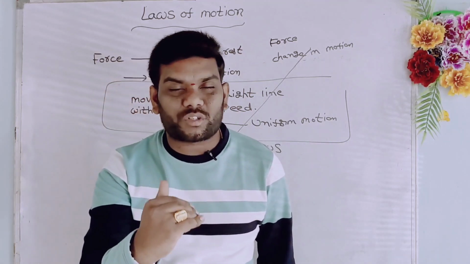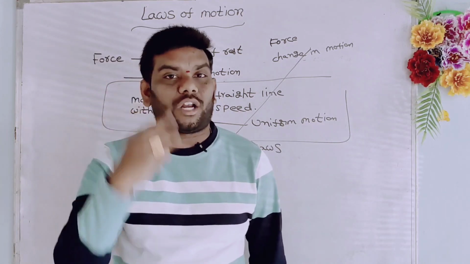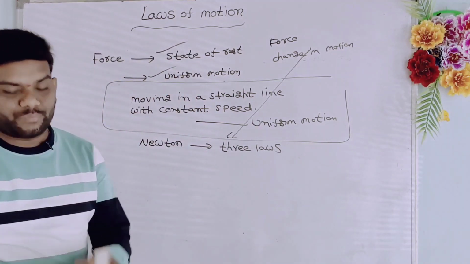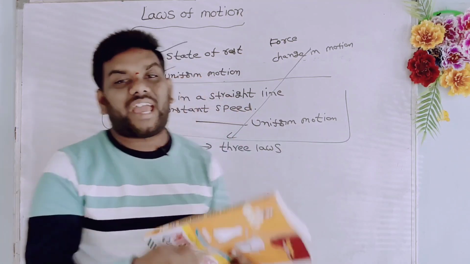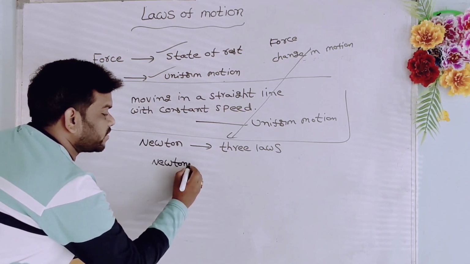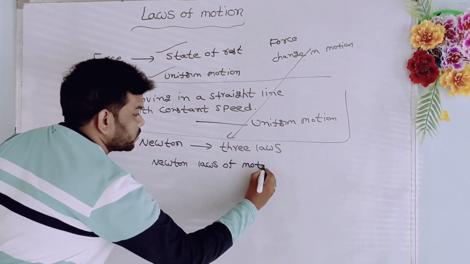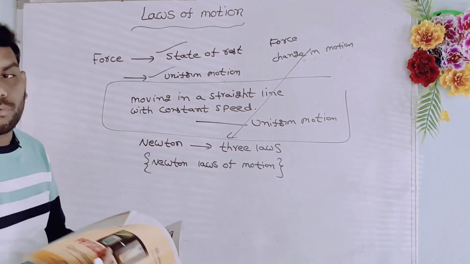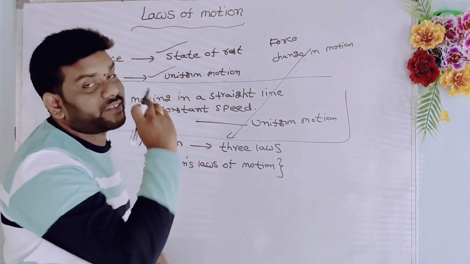How many laws of motion? 3. These 3 fundamental rules were proposed by Newton. Since Newton discovered them, these three laws are popularly known as Newton's laws of motion.